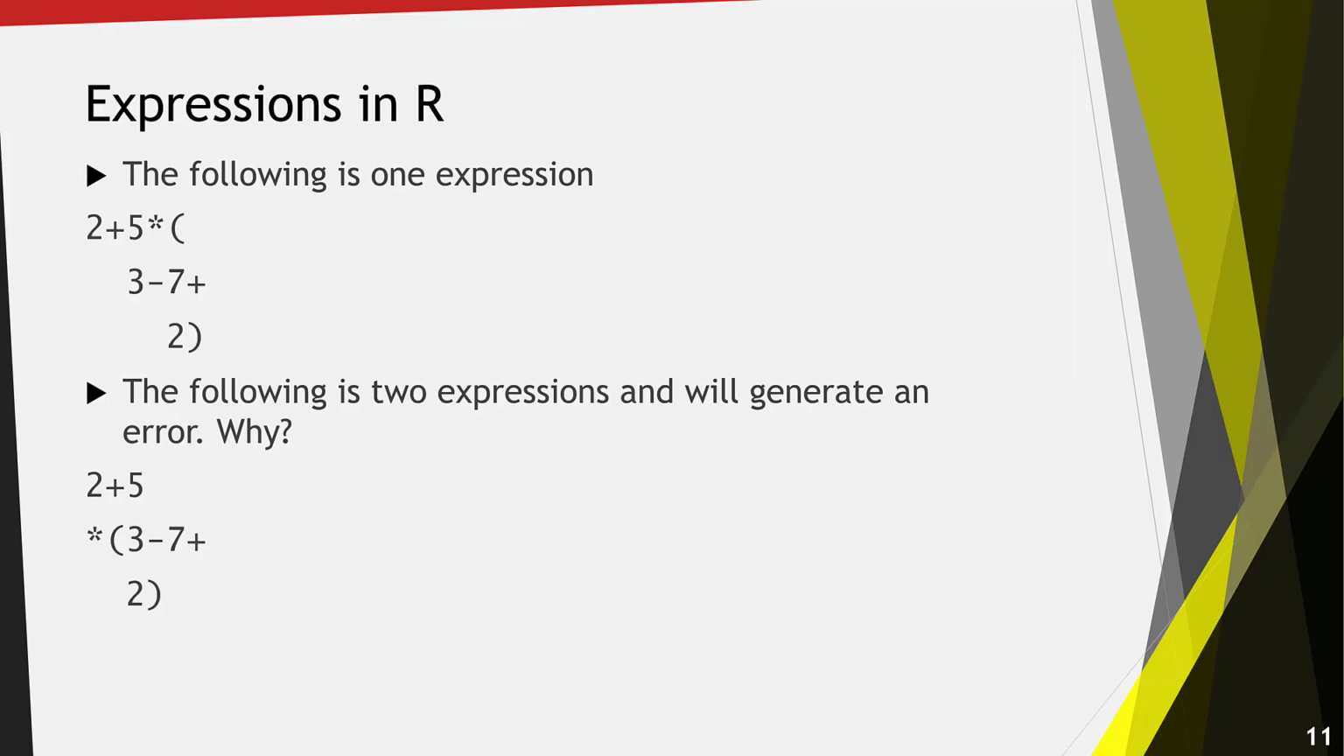The second expression starts with 2 plus 5 and then ends there. Then the next line starts with an asterisk, which is the multiplication sign. What R is going to do is it's going to think the expression is over at 2 plus 5, execute that, compute the value, then look at the next line and realize that there's something wrong because you can't start multiplication without something on the left-hand side. Let's take a look at how this would actually work in R.